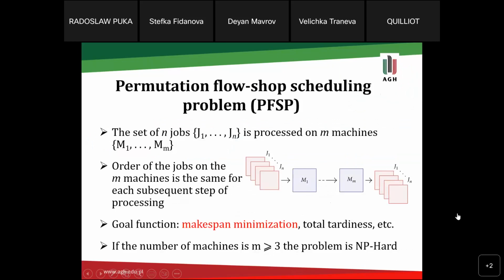The topic of our paper is the permutation flow shop problem. In this problem, we have N jobs and M machines. What is important is that in each job, the order of the machines is the same. So for every job, first is machine 1, then machine 2, third, and so on. We choose the goal function to minimize makespan. And this problem for more than 3 machines is NP-hard.